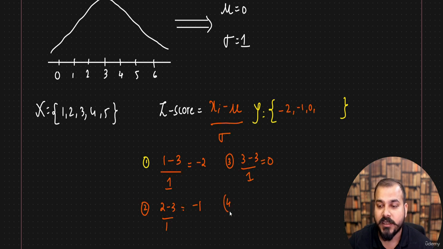Then let's go to the next step over here. What about the fourth element? 4 minus 3 divided by 1 is nothing but 1. So here I'm going to get 1.